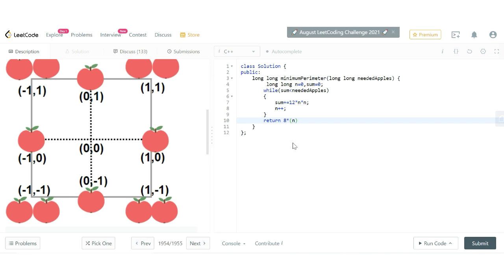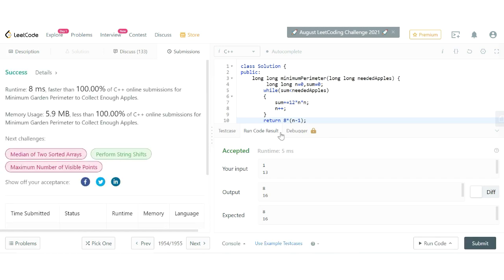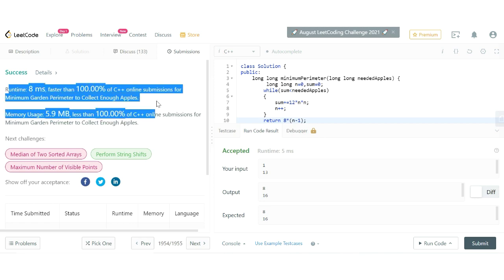But when we have reached the end, we have incremented n by 1 extra, so we need to remove that. So we will decrement n by 1, so it will be 8 into n minus 1. So yeah, it's accepted, and now we have submitted the code. So yeah, you can see that it is faster than 100% of the C++ online submissions.